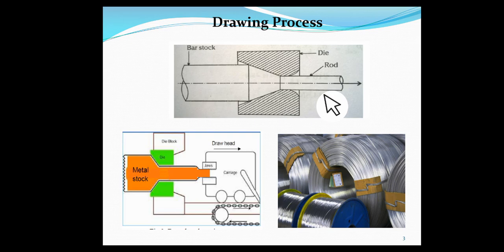See, now you see the shape of the die is similar to the shape of the desired product. Remember, the shape of the die is similar to the shape of the desired product. The process is used for production of wires, rods and tubes. So these are the applications where the drawing process is used. Remember the wires, rods and tubes.